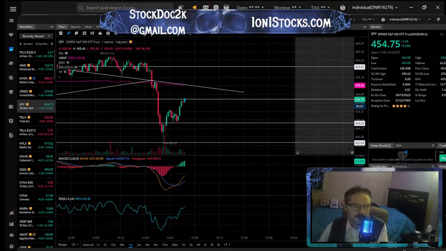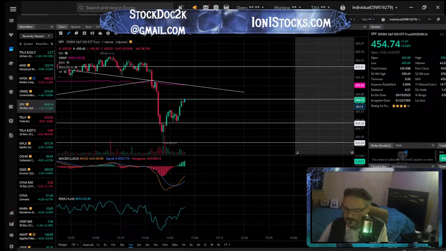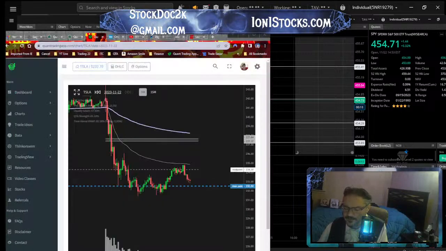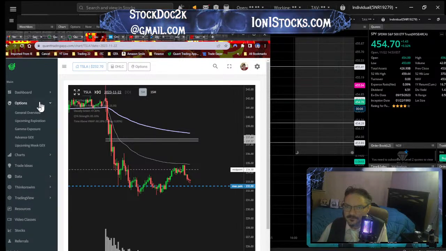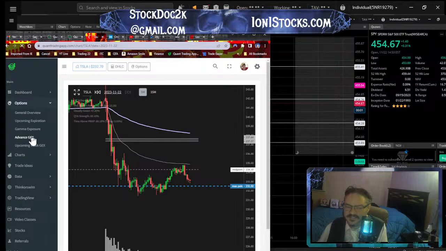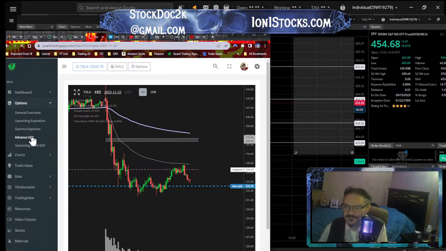Okay, so the other thing I can actually show you is in the Quant app. You know how we were looking at the feed the whole time? Every 15 minutes, there's a feed that comes in. Well, over here, you have the advanced GEX area. You're seeing it again. It's all right, as long as you're using it in moderation.